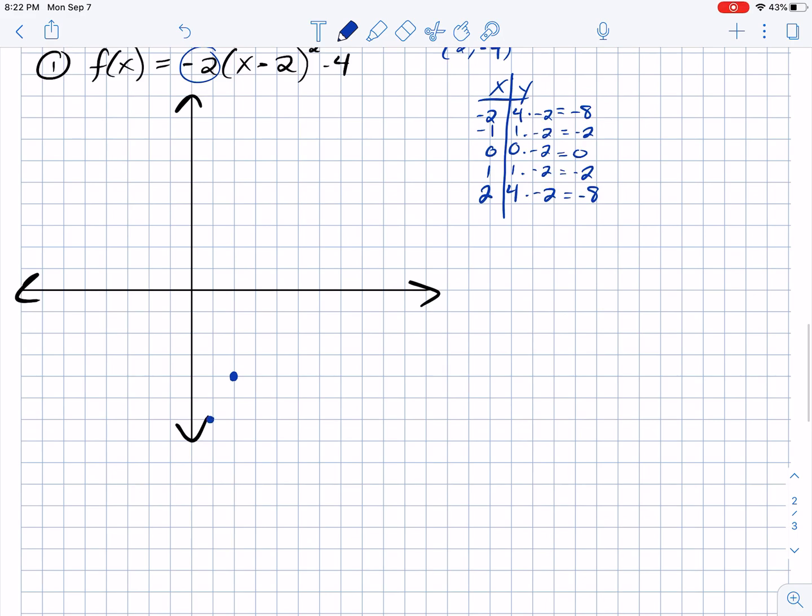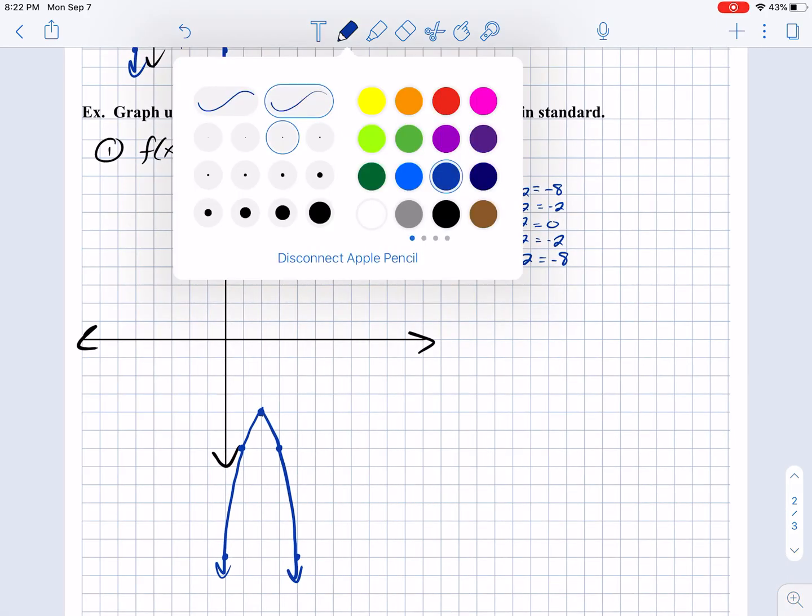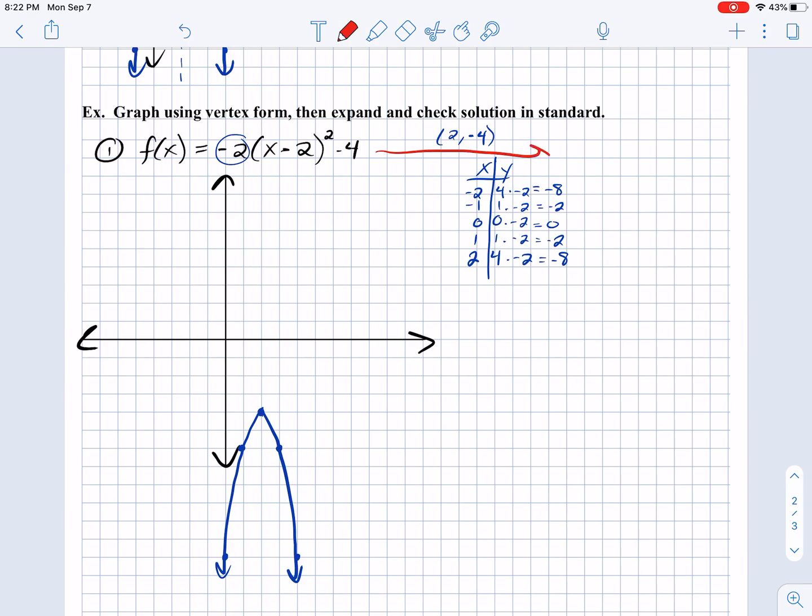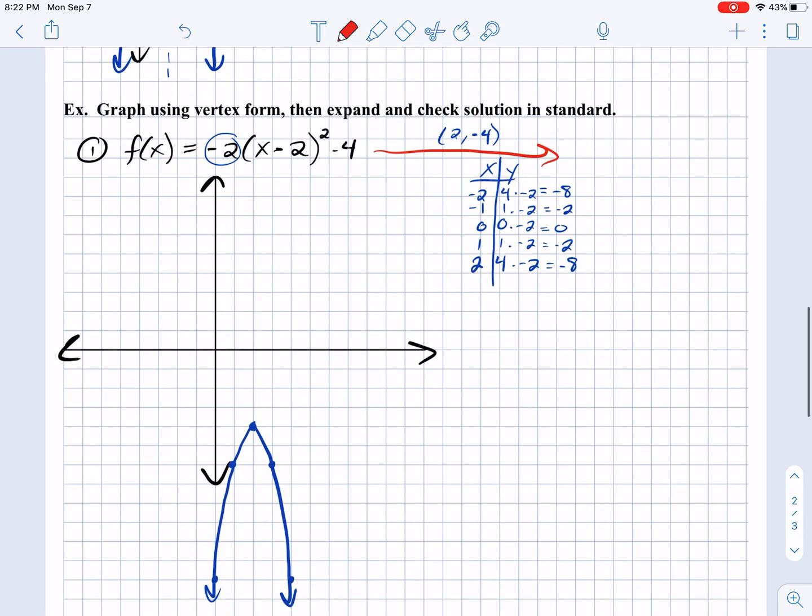Negative 1, negative 2. Remember, in vertex form, you graph those points from the vertex, not from the origin. 2, negative 8. 2, 3, 4, 5, 6, 7, 8. Same on the other side. There's our function. Let's go ahead and expand this out and see what it looks like. Maybe we can notice things about our axis of symmetry, our y-intercept, and check our solution.